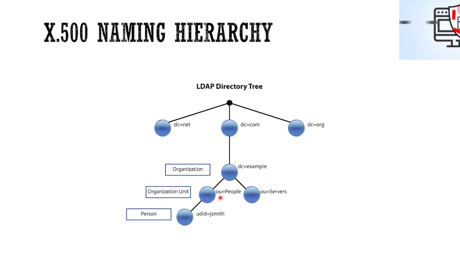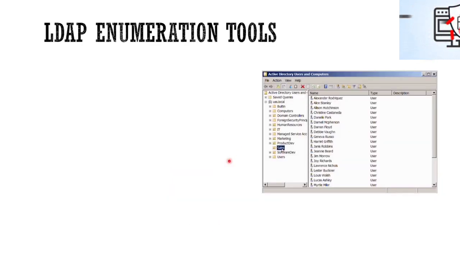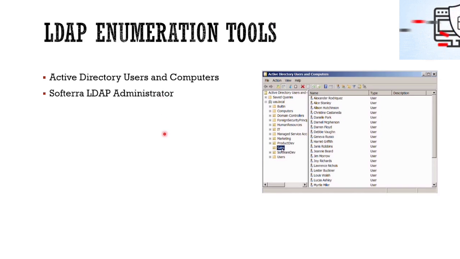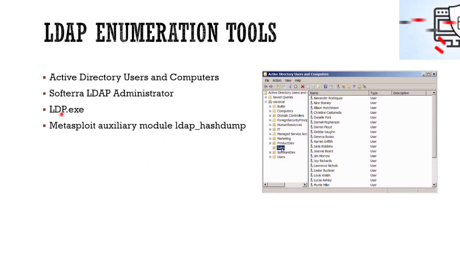There are a ton of LDAP enumeration tools. You could use good old Active Directory Users and Computers. You could use a variety of LDAP tools like LDP. Microsoft even has us use LDP in their classes. Metasploit has a module for dumping hashes from LDAP. That's pretty cool. You'd probably have to have privileges to do that.